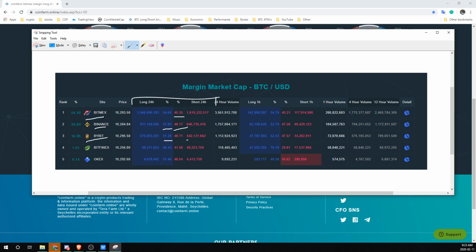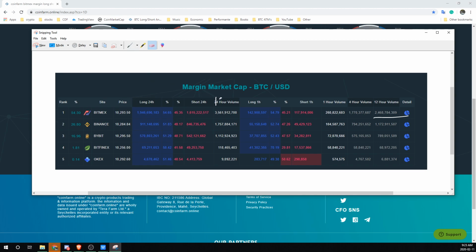So on BitMEX, which is the most significant exchange due to the volume, we see that there is a decent discrepancy between longs and shorts, with the bulls taking charge, gaining confidence within the market, thinking that the price will appreciate higher in the future.